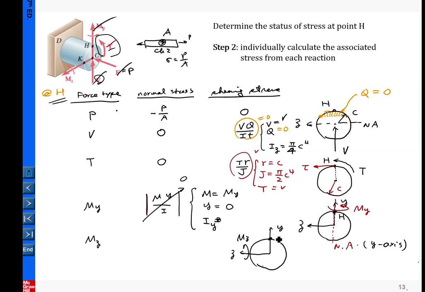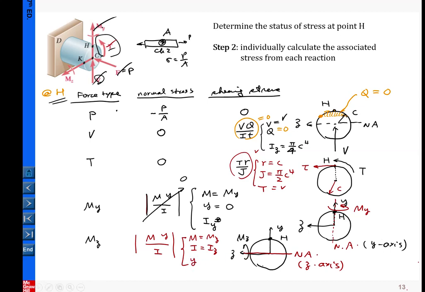Okay, so now h is here, and regarding the bending mz, this is our neutral axis. So mz, in terms of the template we have, is my over I. That is a magnitude. Let's first determine the magnitude. M is given, that is our mz here, and I is the moment of inertia with respect to the neutral axis, which is the z-axis in this case. So that is Iz.